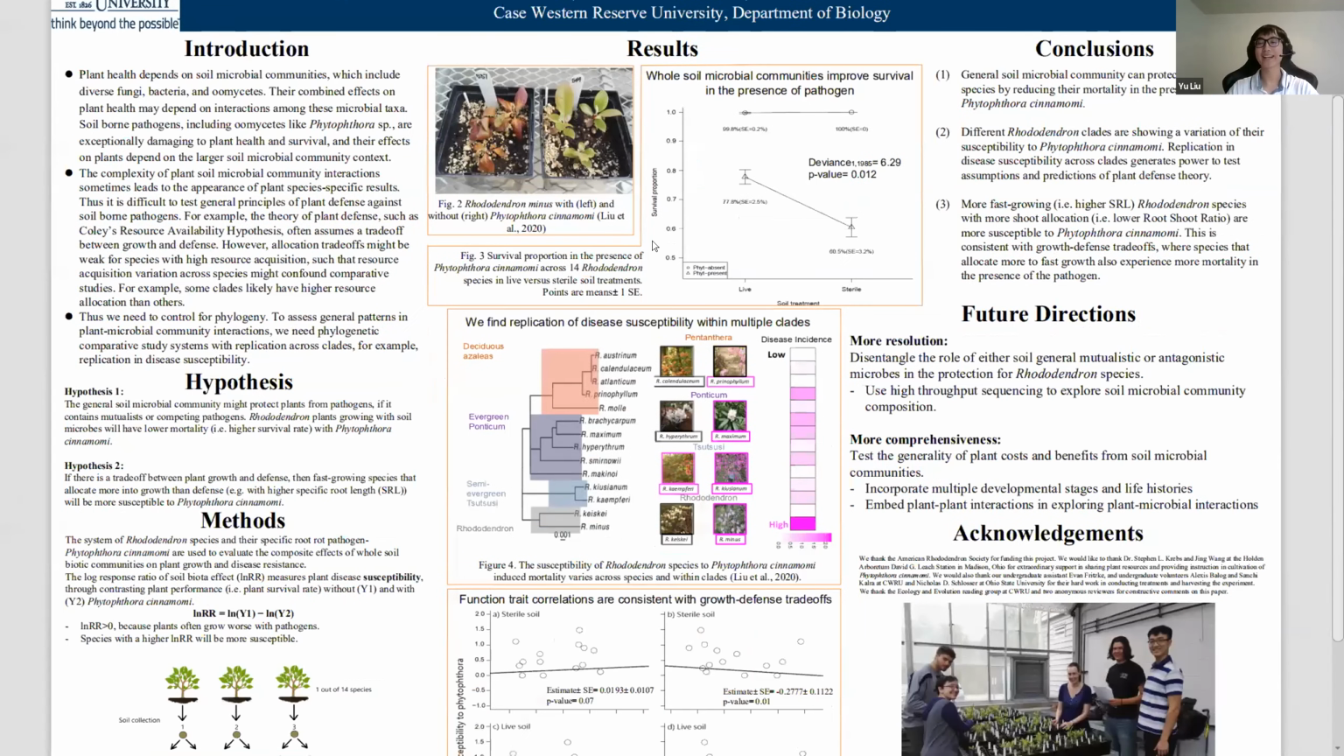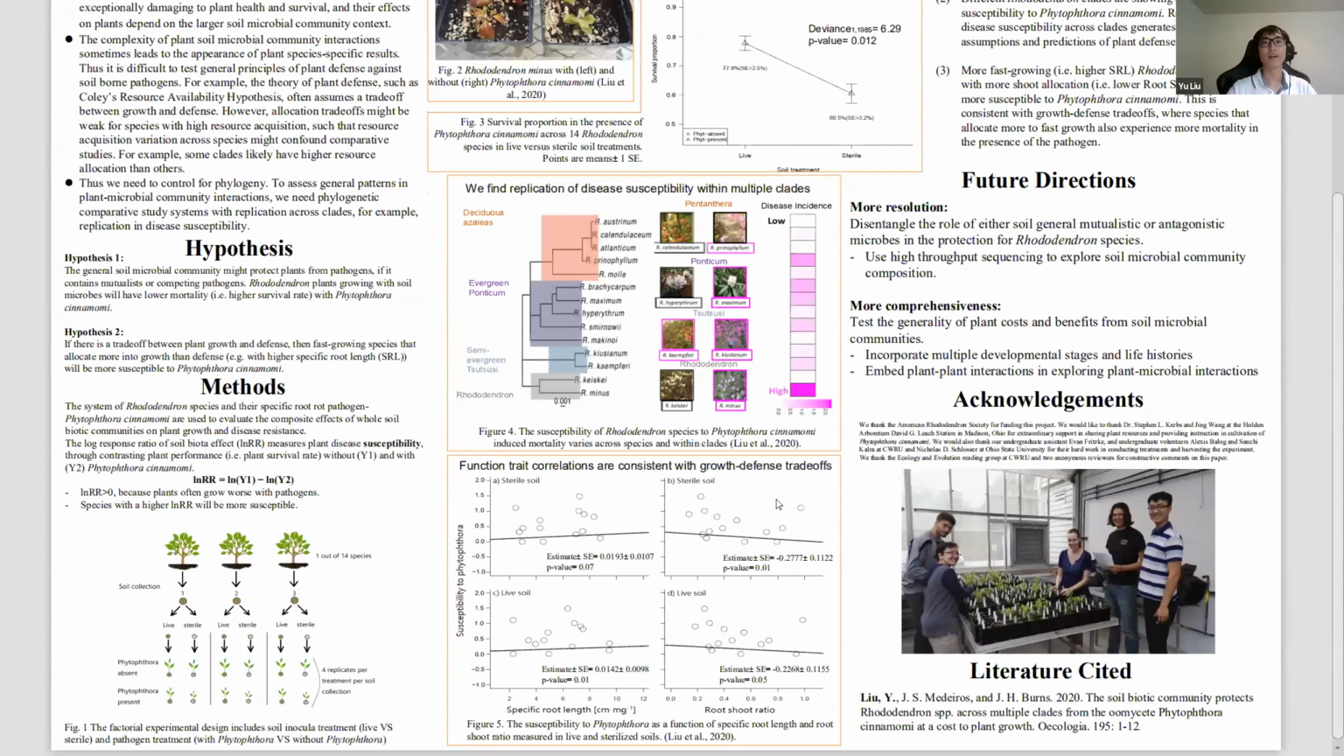I hypothesized that the general soil microbial community might protect plants from pathogens if it contains mutualists or competitors of the pathogens in the soil. So the rhododendron species growing with soil microbes might have a lower mortality and higher survival rate in the presence of Phytophthora cinnamomi. My second hypothesis is that if there's a trade-off between plant growth and defense, then fast-growing species with a higher specific root length that allocate more into growth than defense will be more susceptible to Phytophthora cinnamomi.